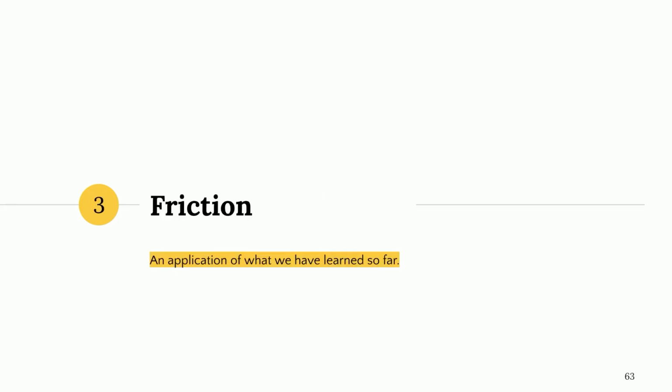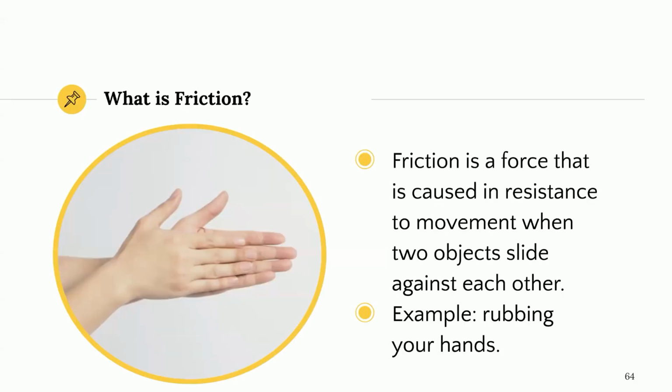Part 3, friction. An application of what we have learned so far. What is friction? Friction is a force that is caused in resistance to movement when two objects slide against each other.